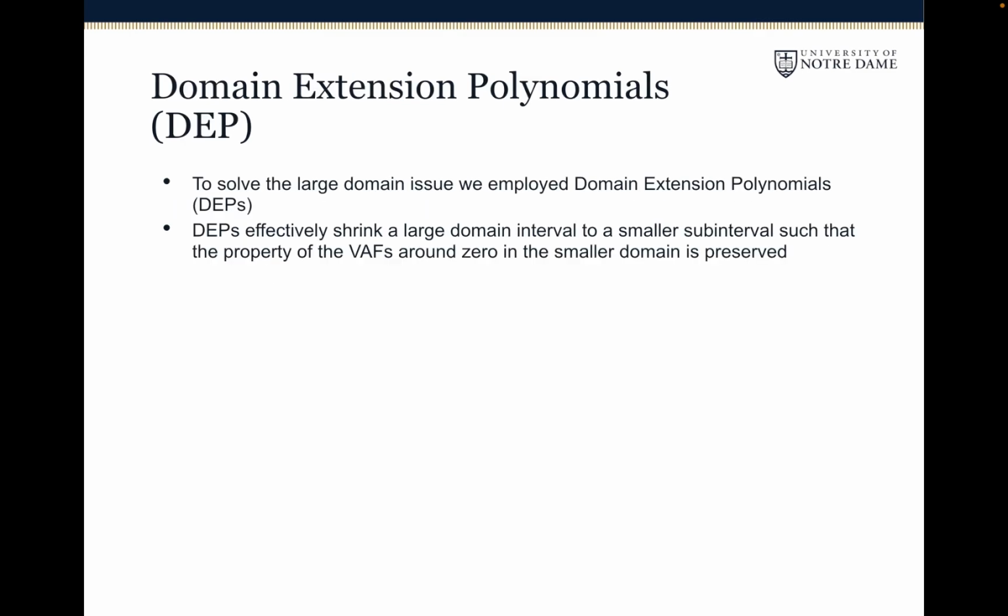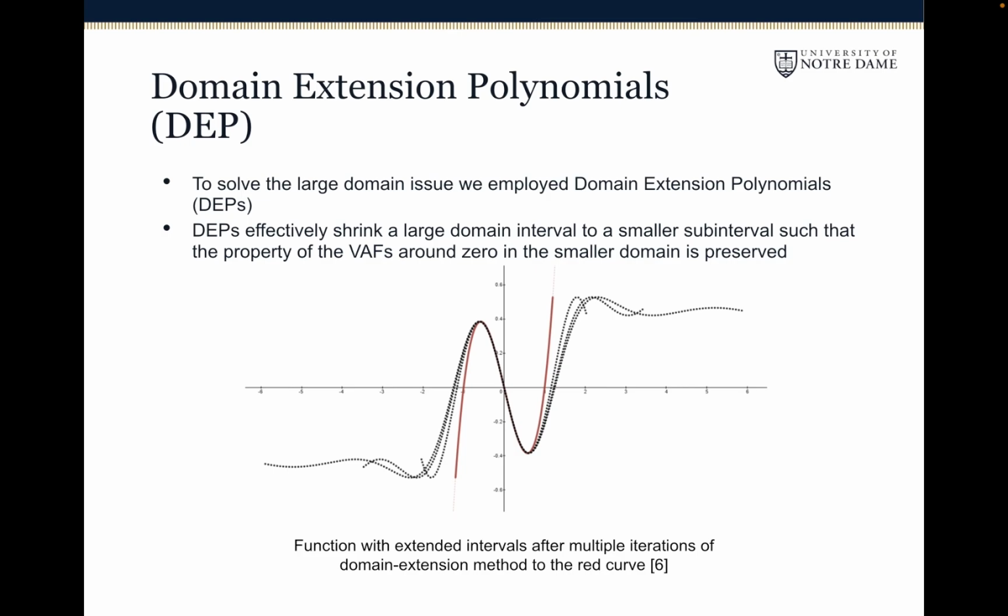Domain extension polynomials basically shrink a large domain interval into smaller subintervals such that the property of the VAF around 0 in the smaller domain is preserved. So using DEPs, we are able to shrink the domain and then perform Chebyshev on the shrunken domain, so that we only require smaller parameters to perform the approximation. As you can see, this is an example of DEP where we have shrunken the domain into the range -1 to 1, where it is very accurate in that specific subinterval.